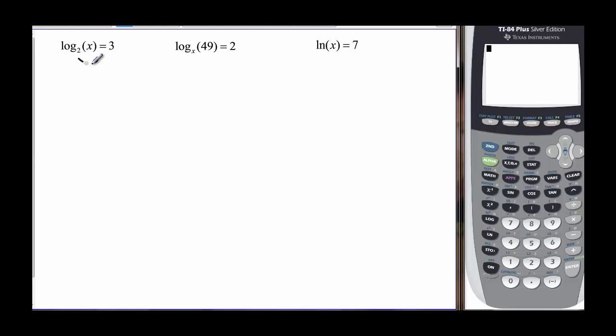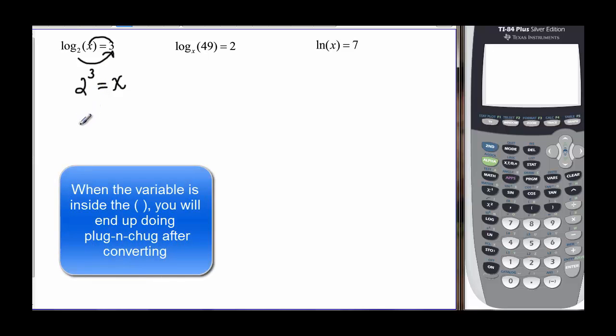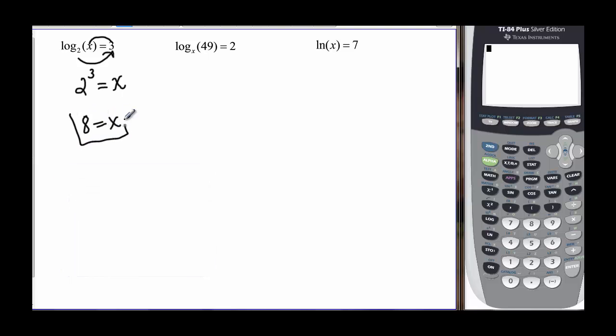So if we hop across the equal sign, we start with our base because it's an exponential equation we're trying to go to. We hop across to get our exponent, and then we hop back to find that it's equal to x. And when you have a problem like this, 2 to the third, well, we know what that is, and if you didn't, you could go to your calculator, but 2 to the third, 2 times 2 times 2 is 8. So x is equal to 8.